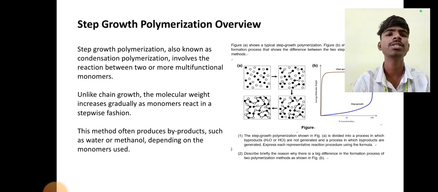Step growth polymerization overview. Step growth polymerization, also known as condensation polymerization, involves the reaction between two or more multifunctional monomers. Unlike chain growth, the molecular weight increases gradually as monomers react in a stepwise fashion. This method often produces byproducts such as water or methanol, depending on the monomers used.